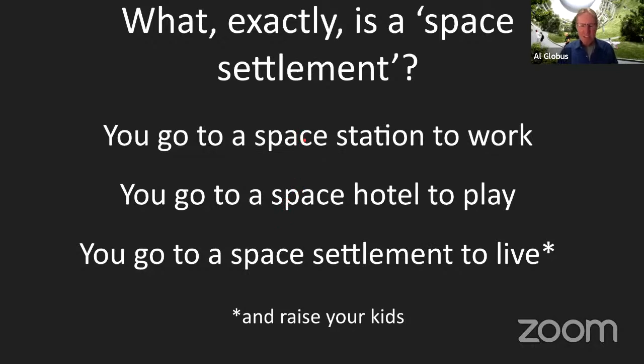Now, if you want another facility and people keep going on every couple of weeks and they seem to be having a really great time and they don't do much, you're looking at a space hotel. If you hear the people talking as if they were going to live there for decades, and if they're raising their children, okay, then you know that you're talking about a space settlement. And that whole bit about raising children, that's extremely important. It drives the design of space settlements.